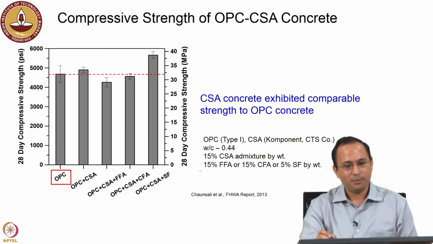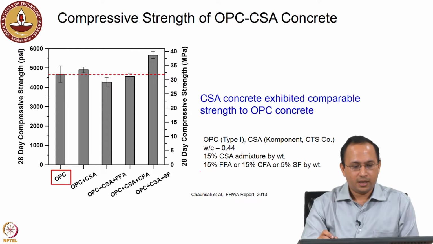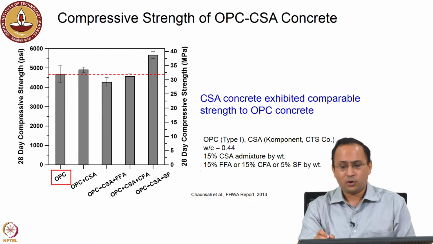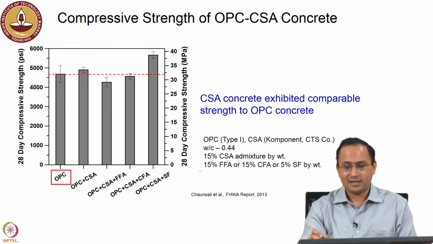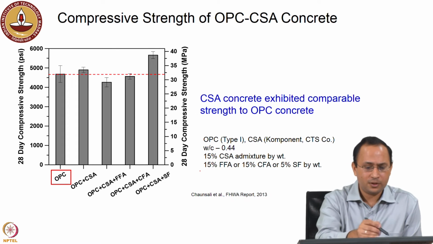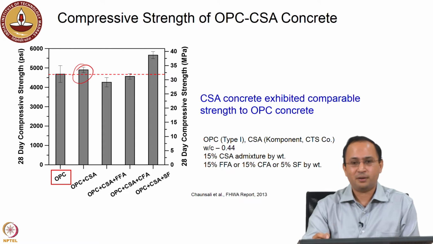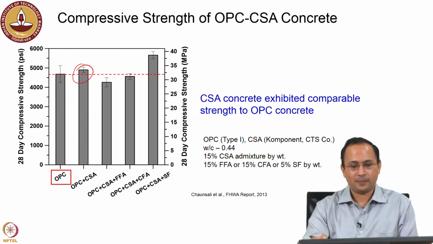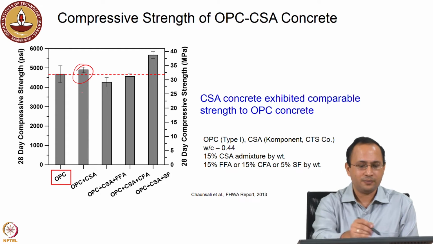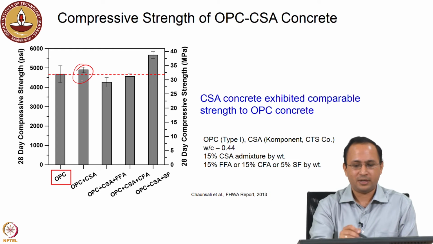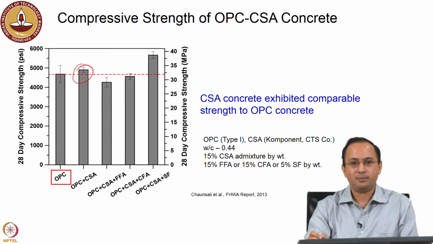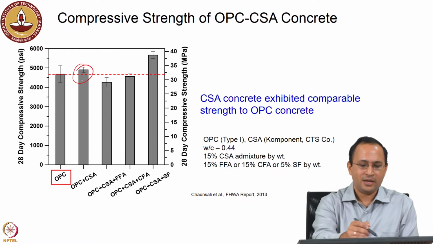Now coming back to the strength. The strength of CSA concrete, at least in this study, was comparable to Portland cement concrete, and many studies have reported that. So here is the Portland cement concrete 28-day compressive strength. When you just replace OPC with CSA, in this case the replacement was 15%, it was a small increase, but I would say that you can get comparable strength to Portland cement concrete.